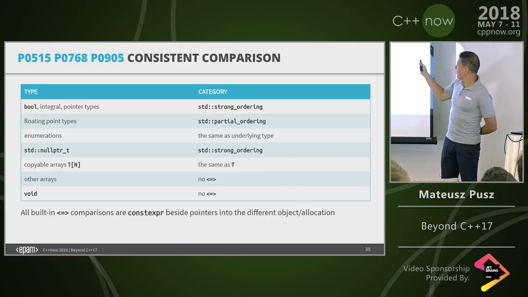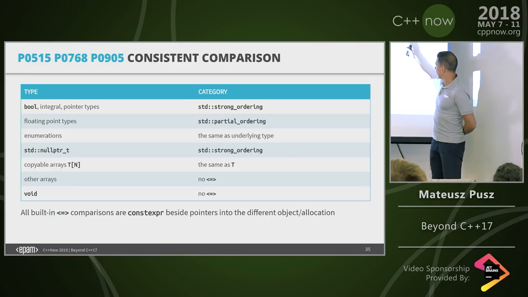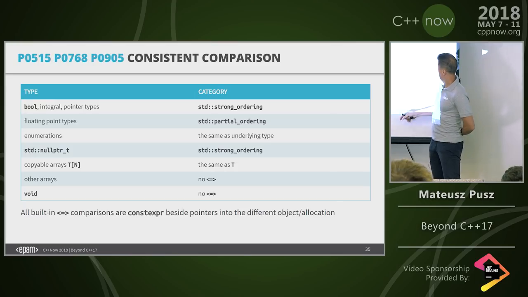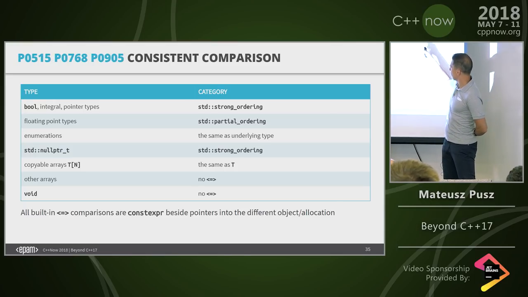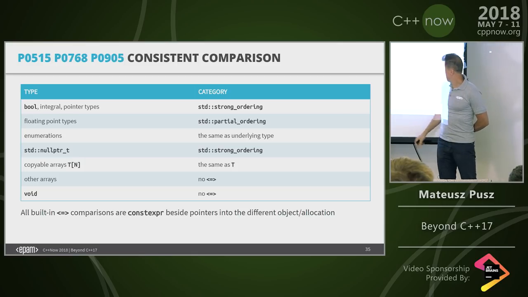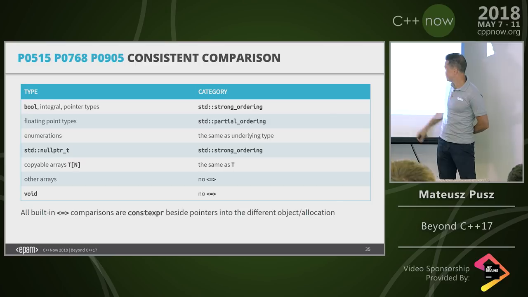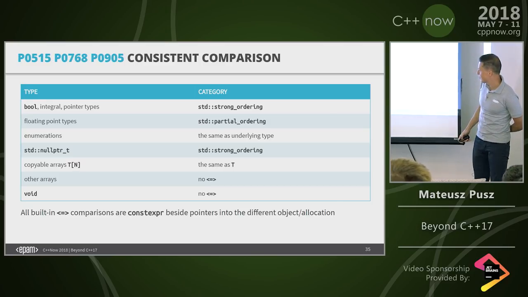Okay, so for built-in types, these are the orderings that were decided to go with. For bool, integral and pointer types, you have strong ordering. For floating point, we have partial. For enumerations, the same as the underlying type. For null pointers, we have strong ordering. For copyable arrays, the same as T. For other arrays, there is no spaceship operator, and for void, there is also no spaceship operator.